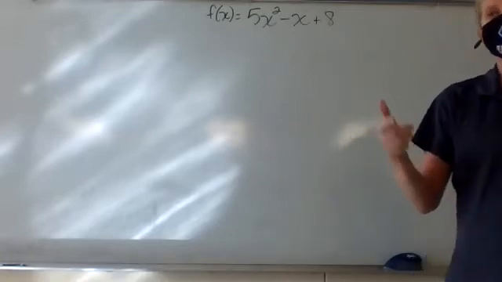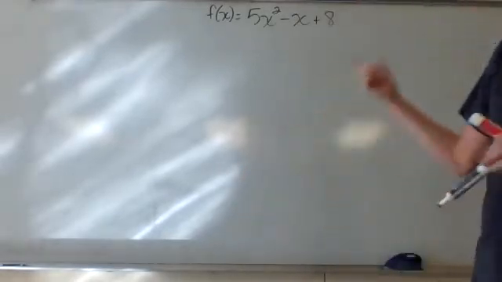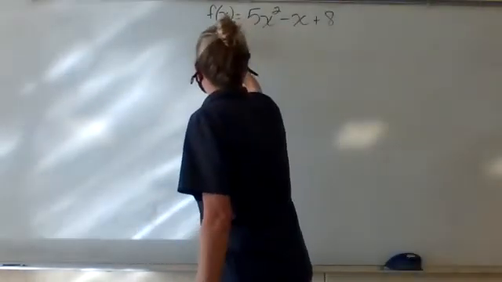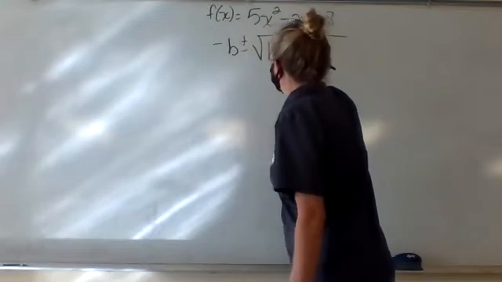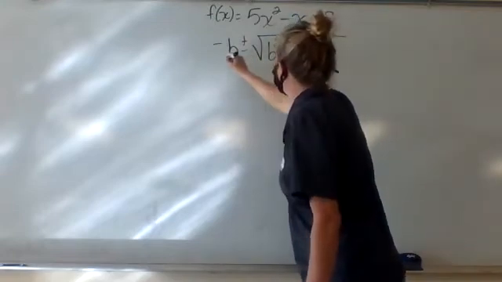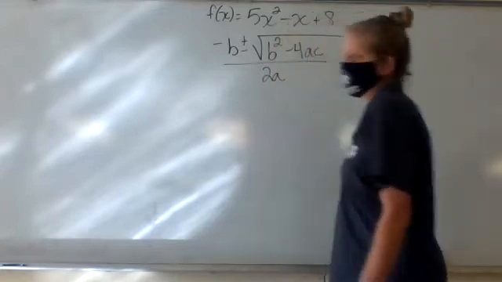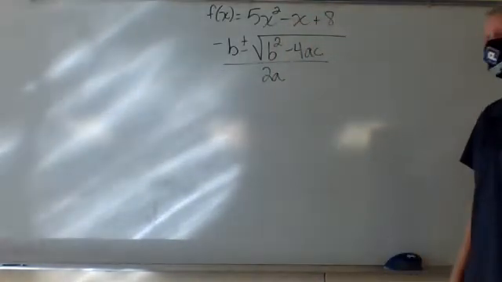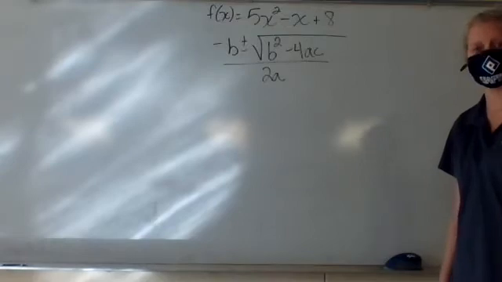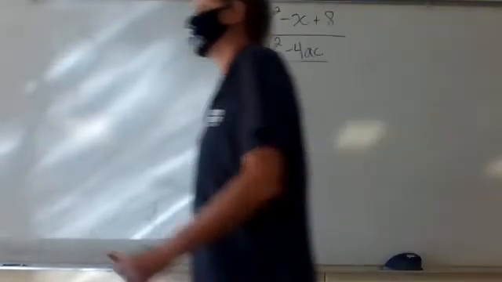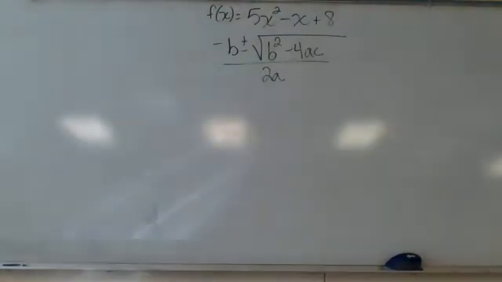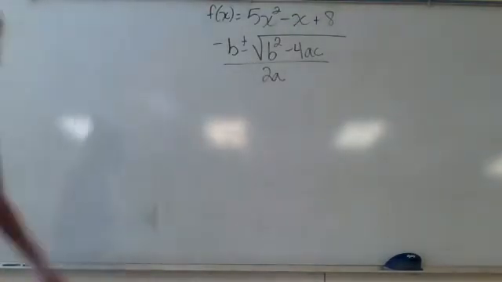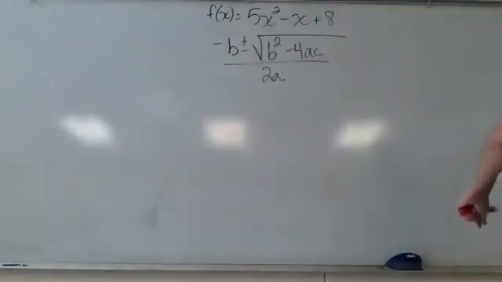So if you do not have your quad program, these are the steps you're going to have to use to solve this problem. Remember, the formula is the opposite of b plus or minus square root of b squared minus 4ac, all over 2a. So your same numbers are A, B, and C.